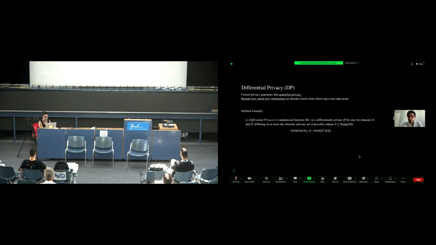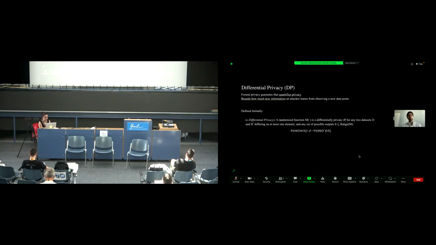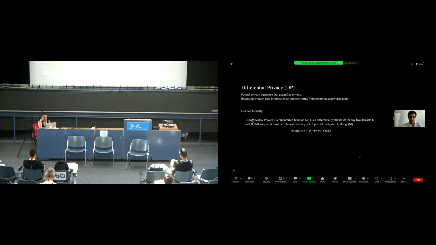Okay, so first I will introduce differential privacy. It is a formal privacy guarantee that quantifies privacy, and it bounds how much new information an attacker learns from observing a new data point. If we define it formally, you can see the definition on the screen. And this essentially means that if an algorithm fulfills differential privacy, the outputs are essentially the same, whether or not an individual is in the data set or not. And we can give a degree of the privacy protection of an analysis depending on the value of epsilon, which is also considered the privacy budget. So you can adjust it depending on your privacy needs.